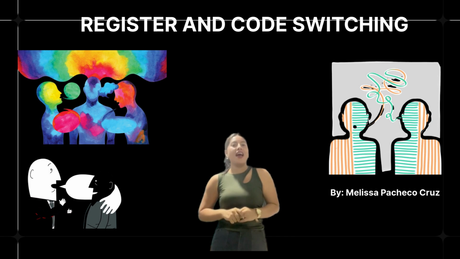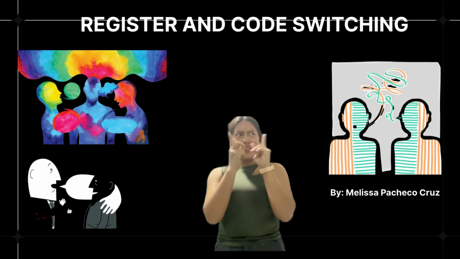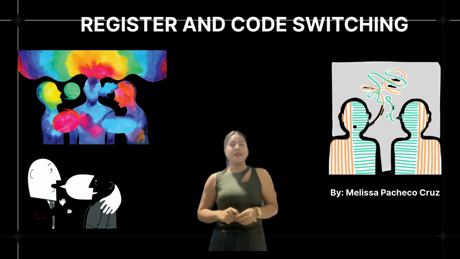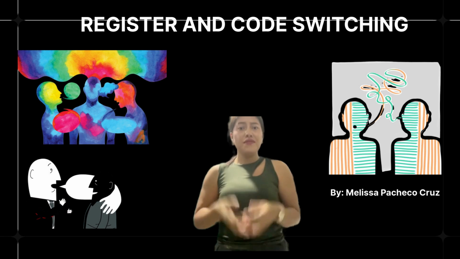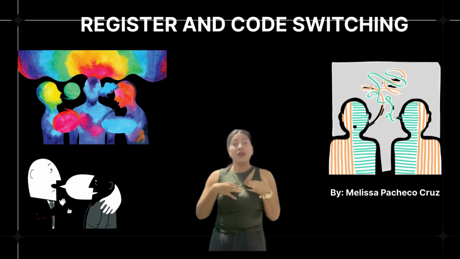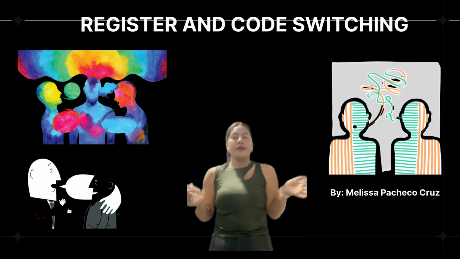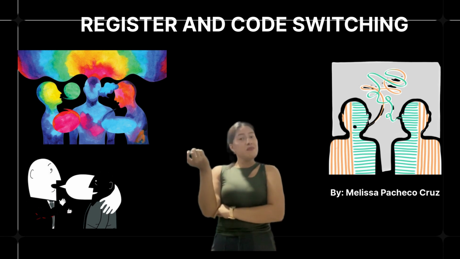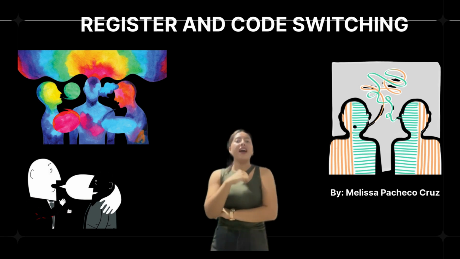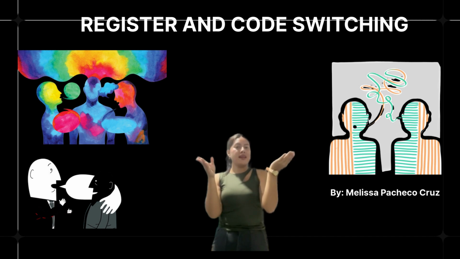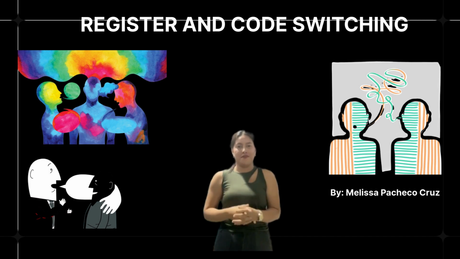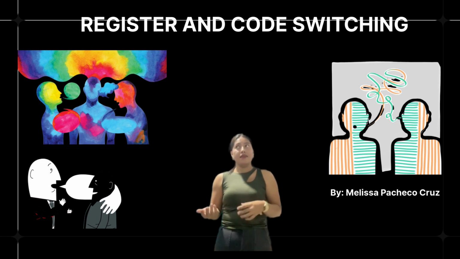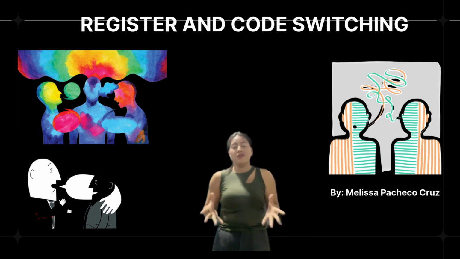Code switching happens when we mix two languages in the same conversation. In a bilingual classroom, this is very common. For example, a student may say, "Teacher, I don't get it. ¿Me puede explicar otra vez?" Here we have English and Spanish used together. It helps students express themselves and understand better.